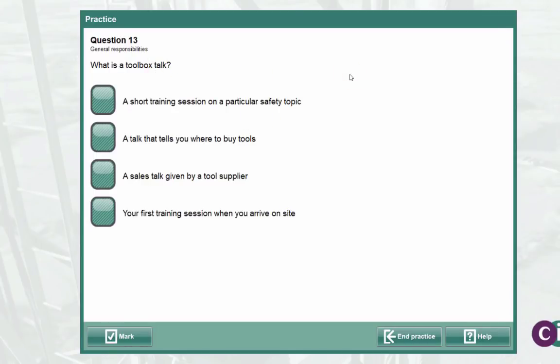What is a toolbox talk? A short training session on a particular safety topic. A talk that tells you where to buy tools. A sales talk given by a tool supplier. Your first training session when you arrive on site.